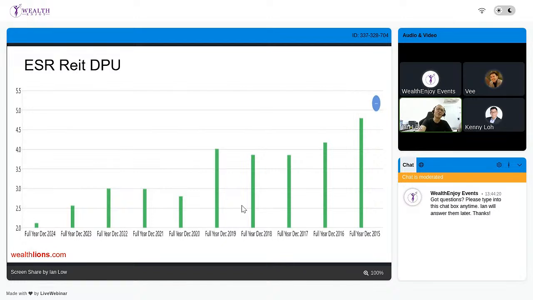ESR REIT, one of the worst REITs that I know. I always look at corporate actions. Its dividend yield is not accretive, but negative accretive. I do not know what negative equity is, but it's a dividend that is negative accretive. And here the DPU is coming down.